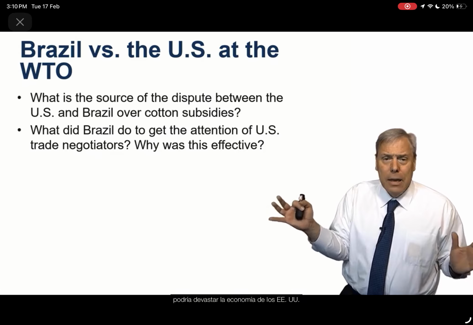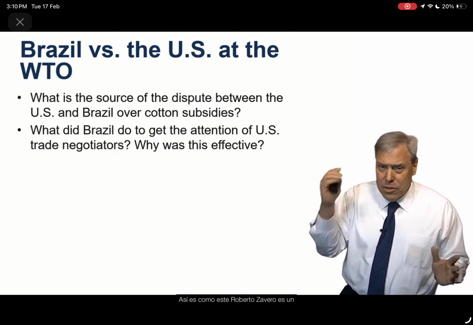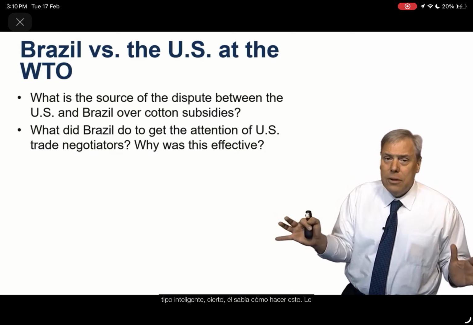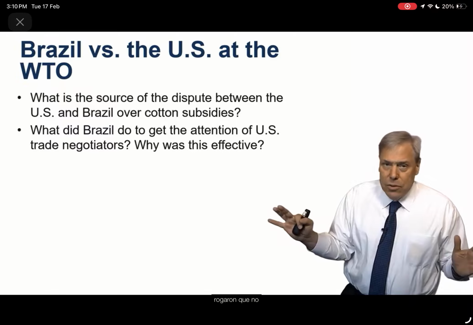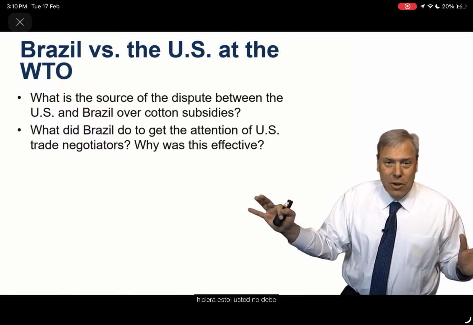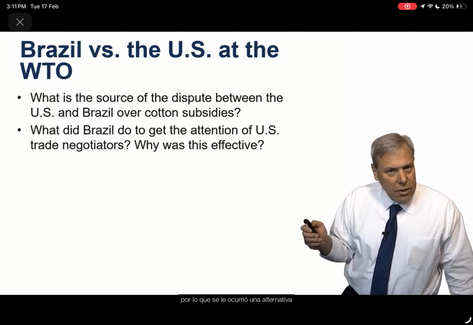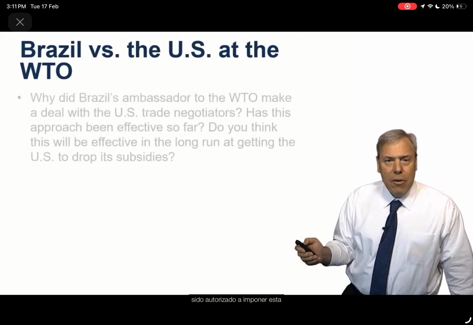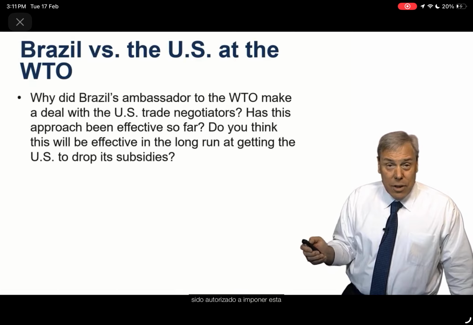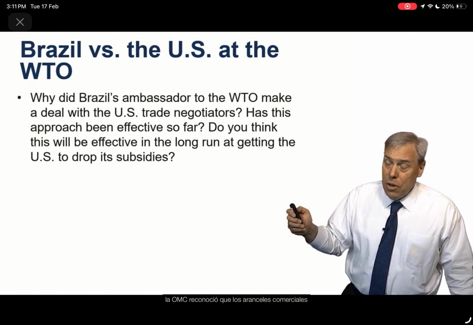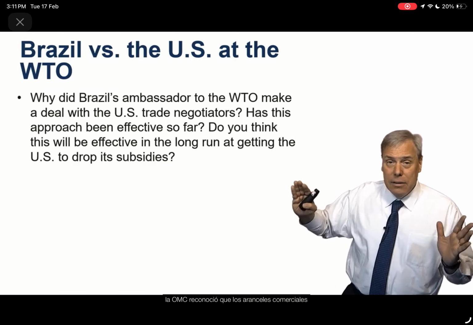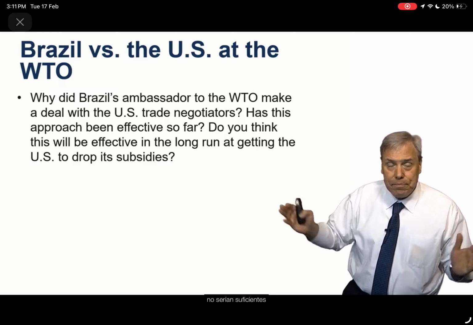economy. So that's how this Roberto Azevedo is a sharp guy, right? He knew how to do this. They begged him, don't do this. What can we do? What can we do for you not to do this? So he came up with an alternative. He said, okay, I've been authorized to impose this retaliatory measure. The WTO recognized that trade tariffs would not be sufficient.